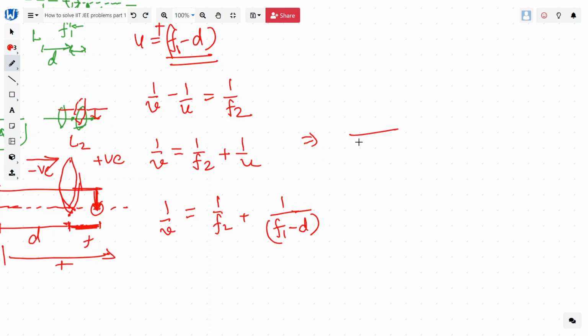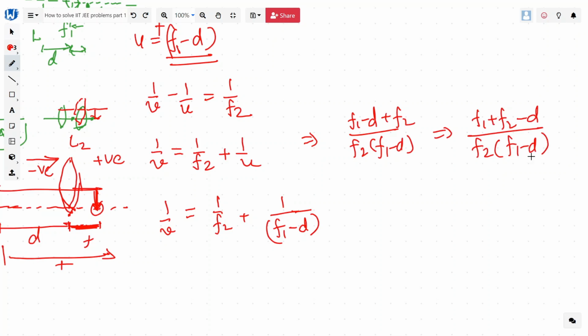It's going to be f2 into f1 minus d. This will go on the top. F1 minus d plus f2 nicely becomes f1 plus f2 minus d, divided by f2 into f1 minus d, right? And this is our 1 by v, remember that. You can make a mistake and take the v as this one, but don't do that, right? So the v is f2 into f1 minus d, divided by f1 plus f2 minus d.